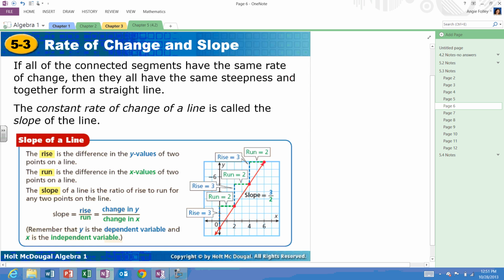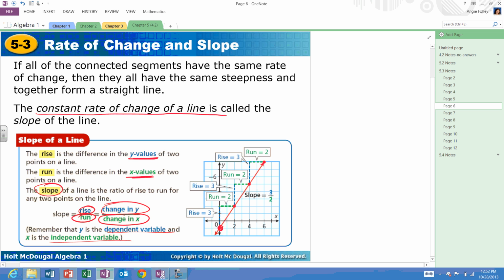If all the connected segments have the same rate of change, meaning it makes a straight line, that means they have the same steepness, and we would call that a constant rate of change of the line, or the slope of the line. The rise of the line is just your difference in your y values, and the run is your difference in your x values. So we can write out slope is equal to the rise over the run, or your change in y over your change in x. And remember, y is your dependent and x is your independent.